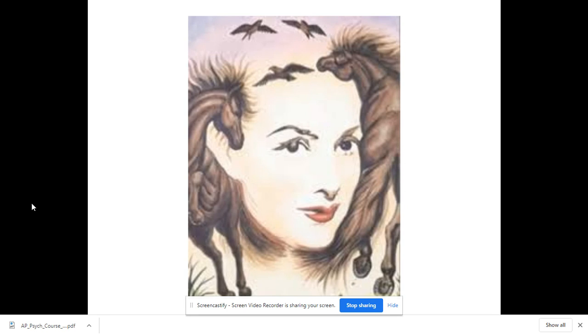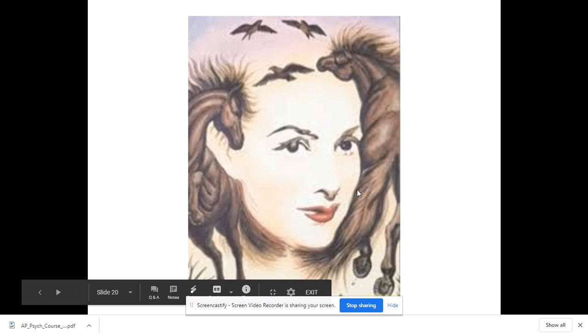Same thing here, depending on where you're looking. You could see a face if you're looking in the middle. Or if you look on the sides, you should see two horses and some birds. Another figure ground illusion. And that is it. Okay, so there you go. First psych lecture. Hope it wasn't too bad.